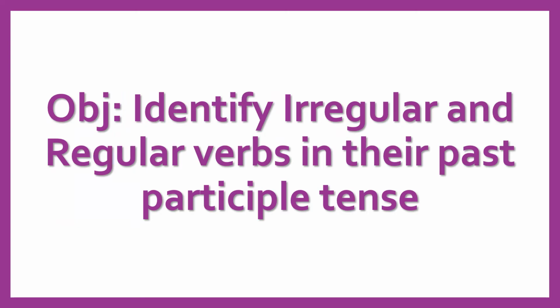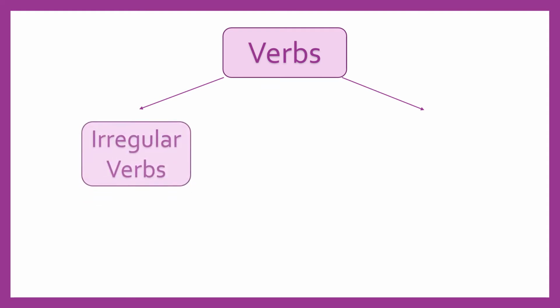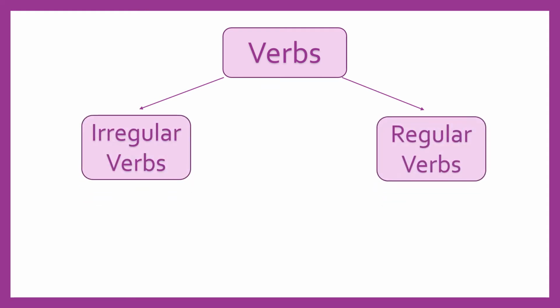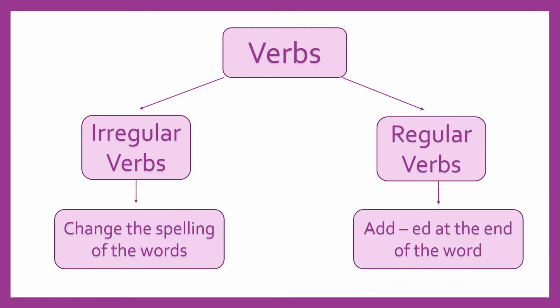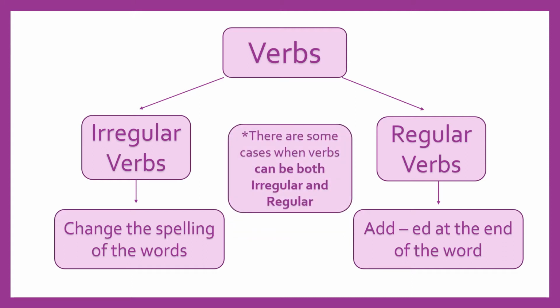The objective is to identify irregular and regular verbs in their past participle tense. First of all, we need to remember that in English we have two types of verbs, irregular verbs and regular verbs. The irregular verbs change the spelling of the words when they go to the past, and with the regular verbs we add ed at the end of the word when we change it to the past. But don't forget that there are some cases when verbs can be both irregular and regular. Now we're going to see these verbs in more detail.